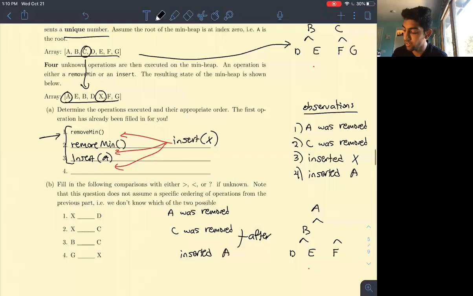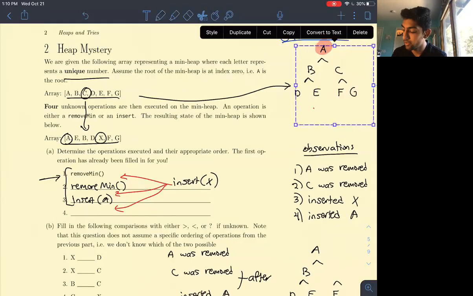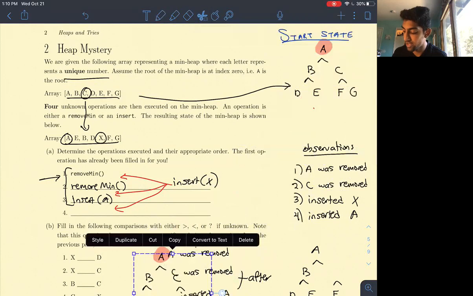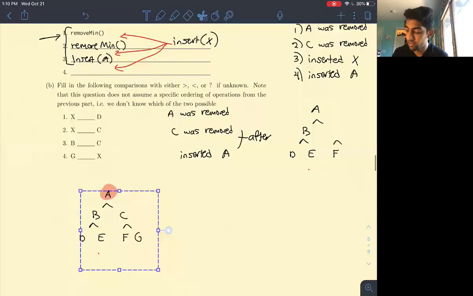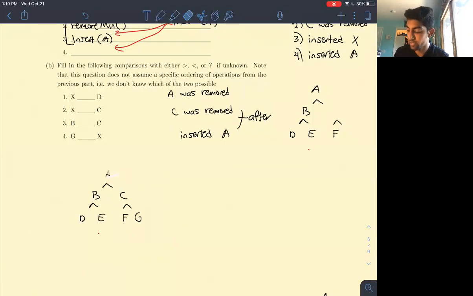Given this starting configuration, we know the first thing that happens is that A is removed, right? What happens after this, what we've concluded, is that C fills that void, because otherwise C is never going to get removed in the future. After C fills this void, this is maybe a bit of a jump, but I'm going to conclude for a fact that we must have inserted X before we removed C.